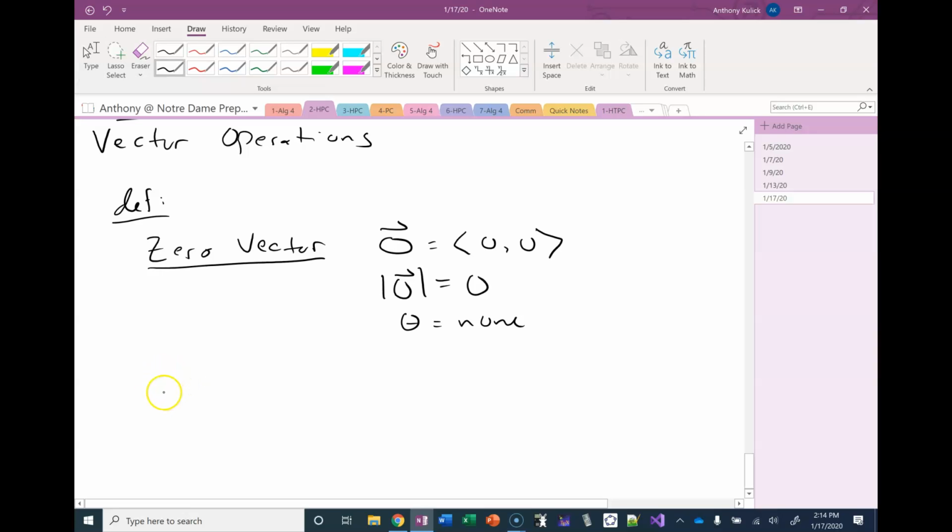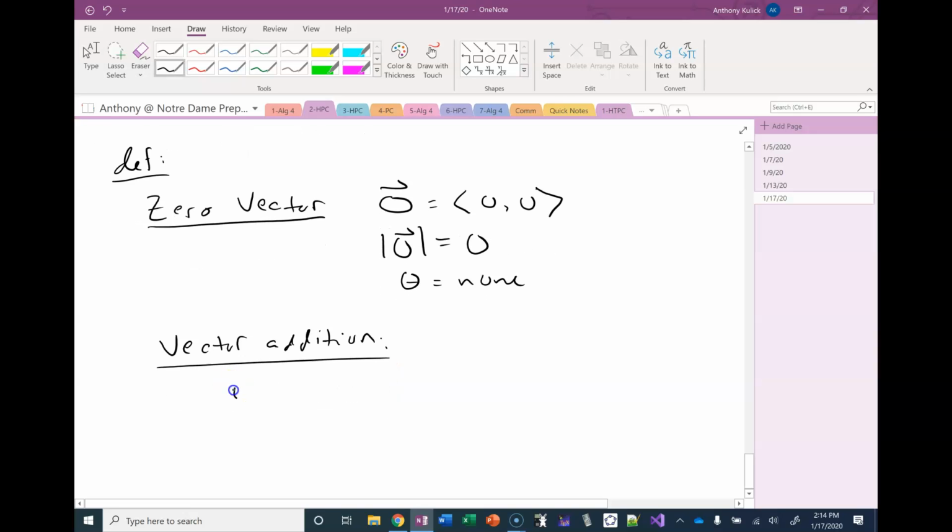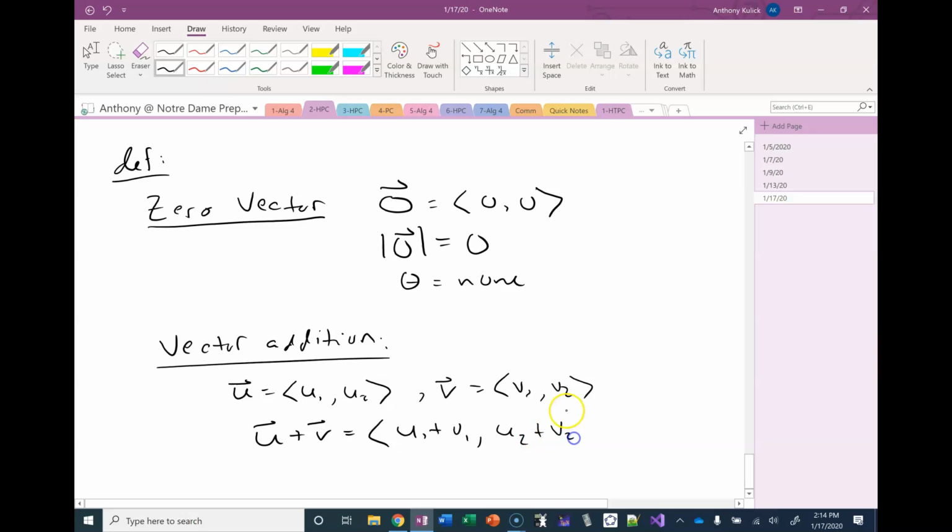Okay. If I want to talk about vector addition, if vector u is the component form (u1, u2), and vector v is the component form (v1, v2), then vector u plus vector v is just going to be the sum of the x's and the sum of the y's.